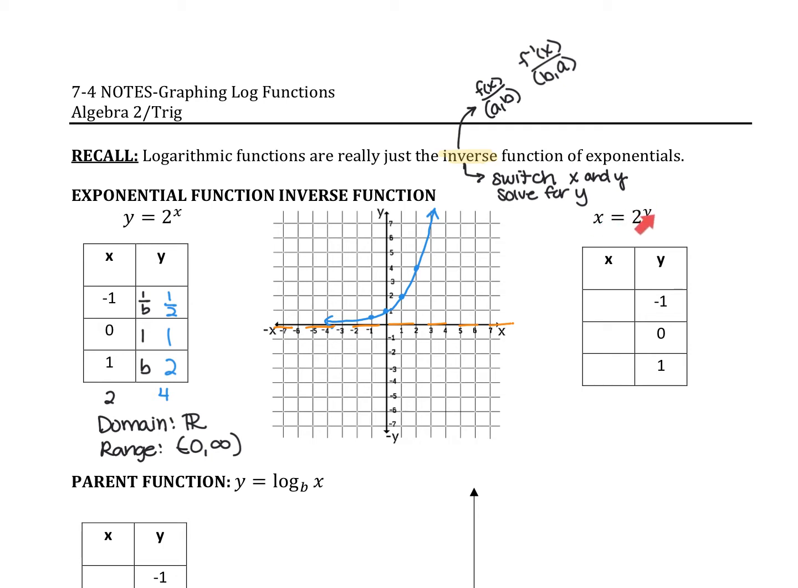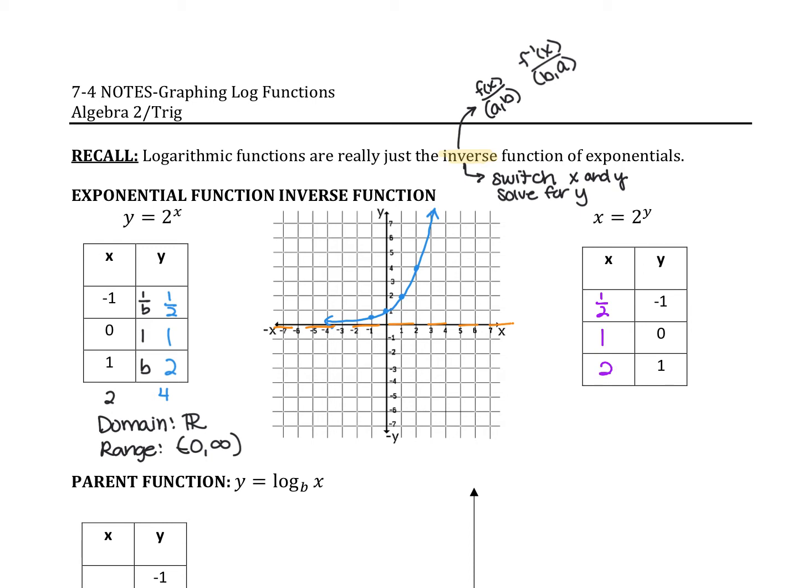Okay, so since we don't have a way to solve for y, and this makes it a little bit trickier, I know that these are inverse functions, so I'm going to switch all of my x values and make them my y values, and take all my y values and make them my x values. So I'm going to go ahead and graph this one. Let's do it in a different color. Let's do it in purple. This will be 1/2, 1, and 2.